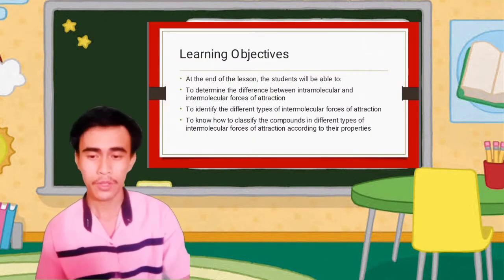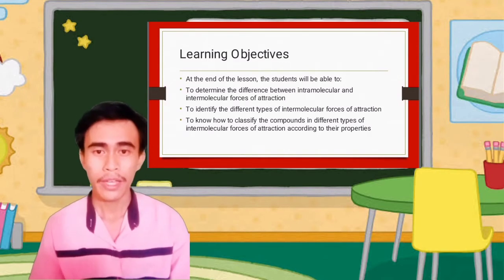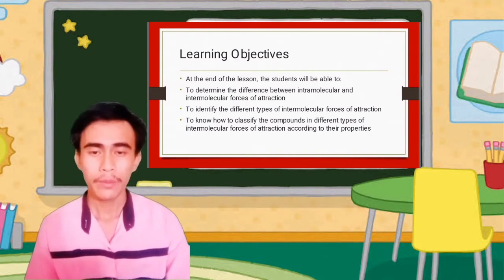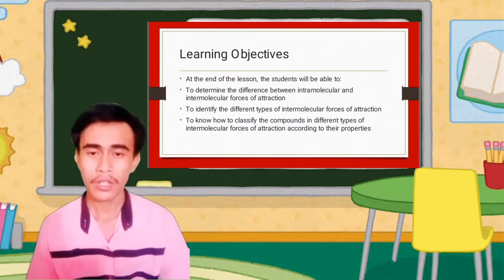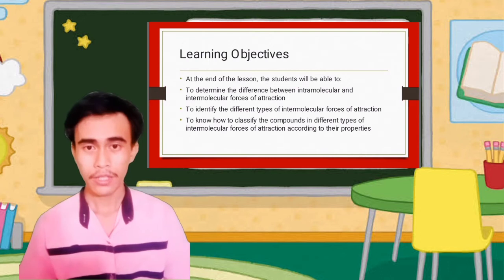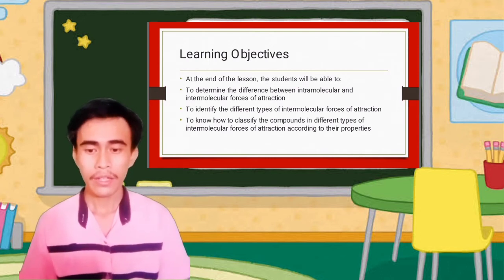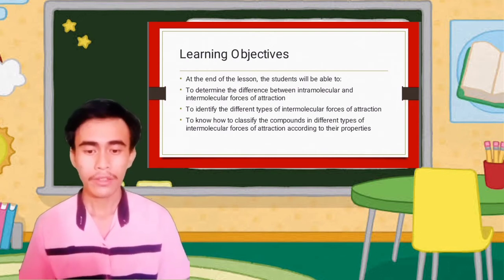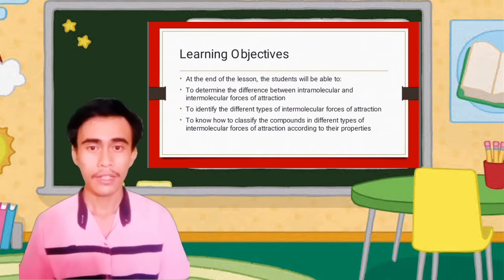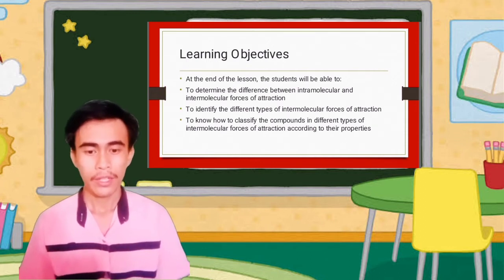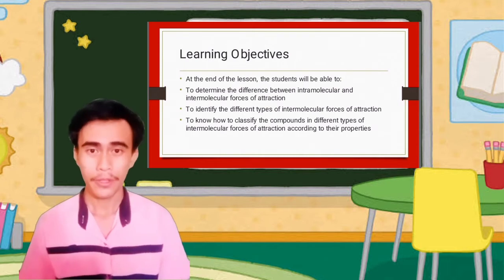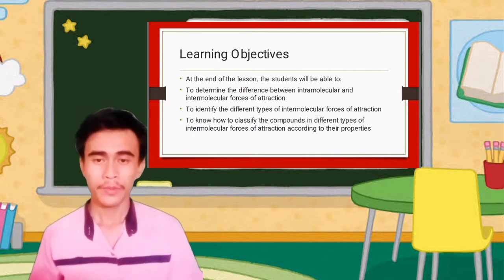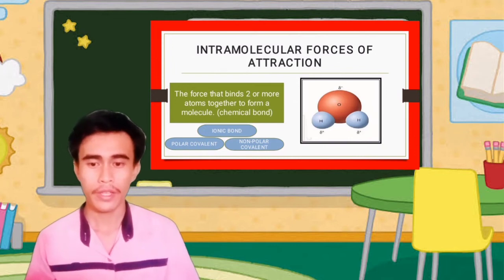So let's go to the learning objectives. At the end of the lesson, the students will be able to determine the difference between intramolecular forces of attraction and intermolecular forces of attraction. The second is to identify the different types of intermolecular forces of attraction. And lastly, to know how to classify the compounds in different types of intermolecular forces of attraction according to their properties. So let's proceed to the intramolecular forces of attraction.